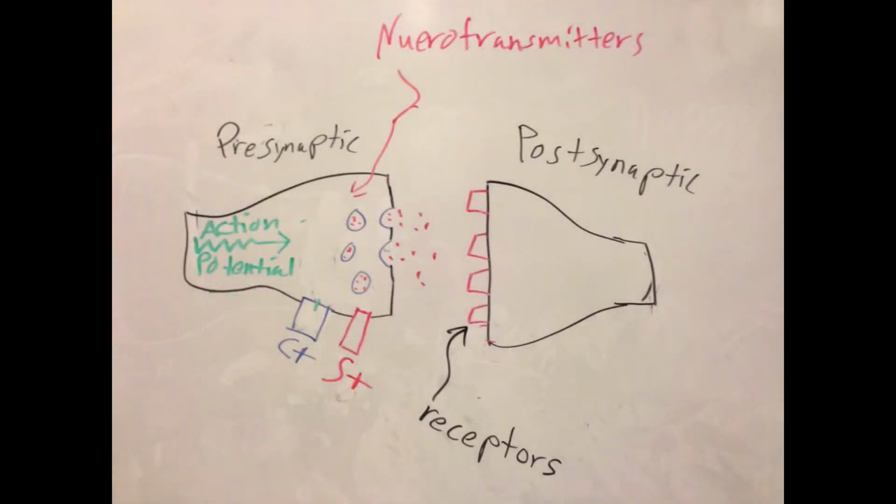The receptors on the postsynaptic cell are very sensitive and attract neurotransmitters. They then get locked in and activate the receptors, which alters and ultimately changes the state of the postsynaptic cell.